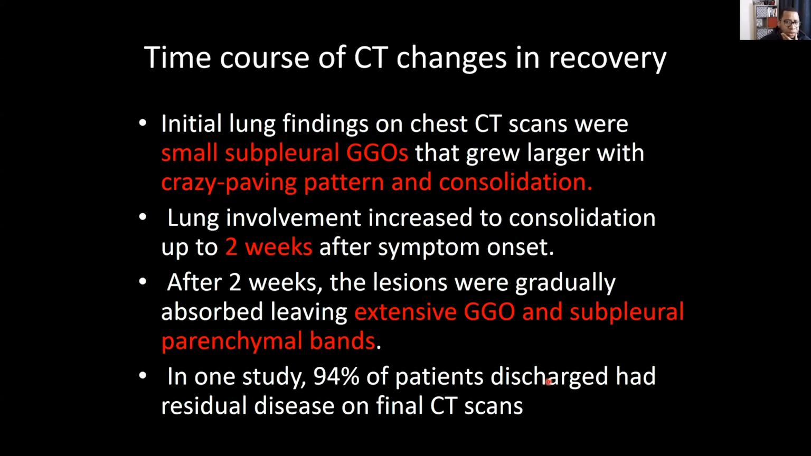So the time course of CT changes is important to know. So like we said, if you scan very early in the disease, you could find nothing. But the most common initial findings in chest CT scans were small subpleural ground glass opacities that grew larger with crazy paving pattern and consolidation. Lung involvement increased to consolidation up to 2 weeks after symptom onset. And this makes sense, right?